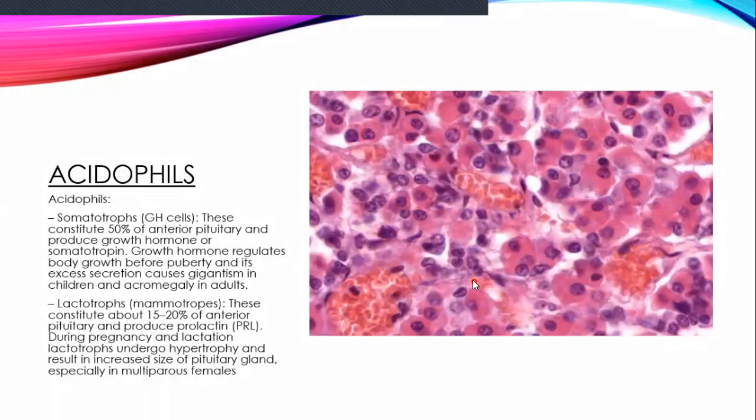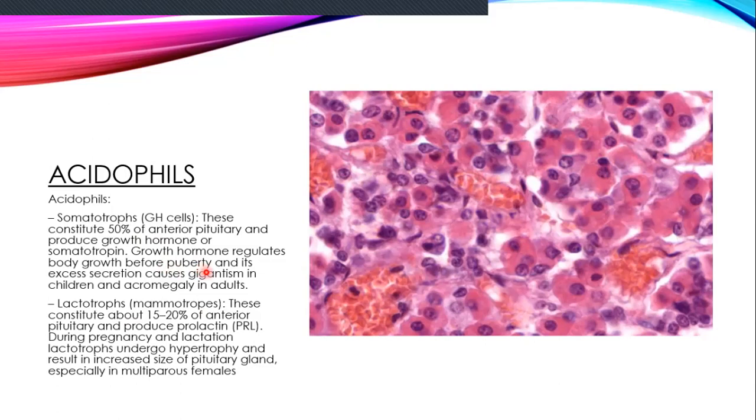Then acidophils, the ones which were pink, these ones. You can see there are very many here. Now they are of two types. Acidophils can either be somatotrophs or lactotrophs. The other name of lactotrophs is mammotrophs. Somatotrophs usually constitute 50% of the anterior pituitary and produce the growth hormone or somatotropin, which usually regulates body growth before puberty.